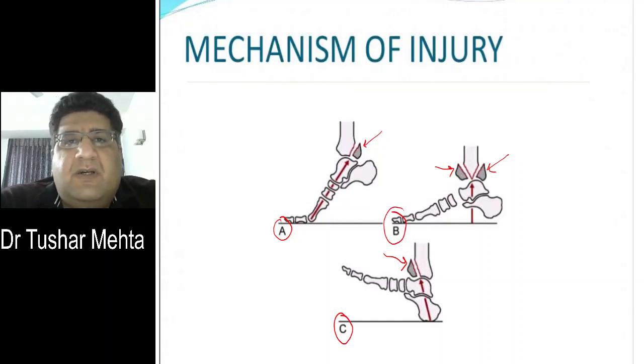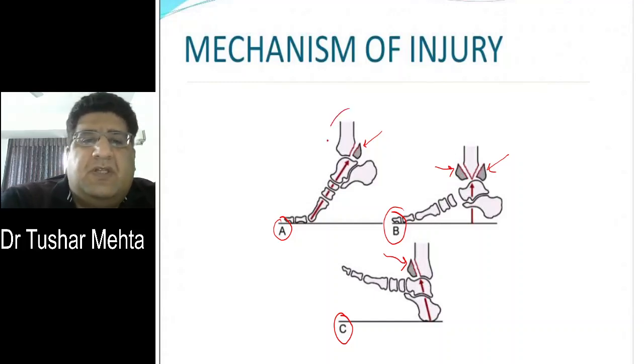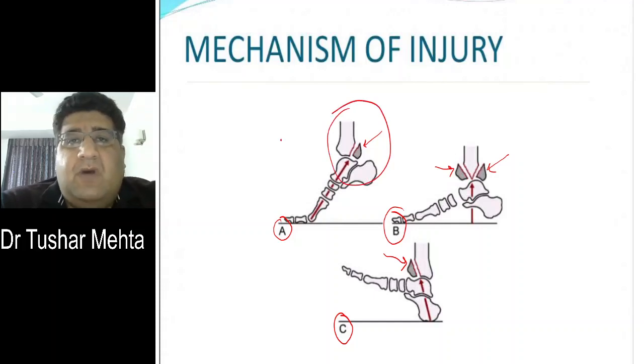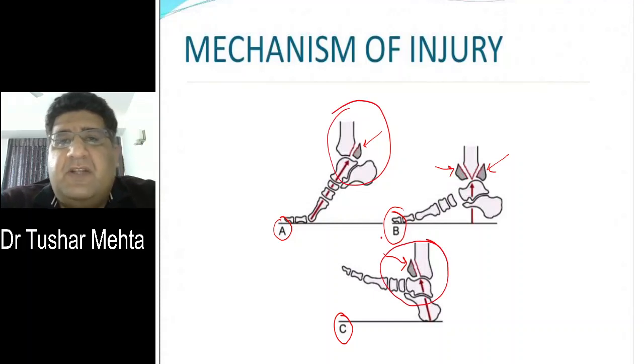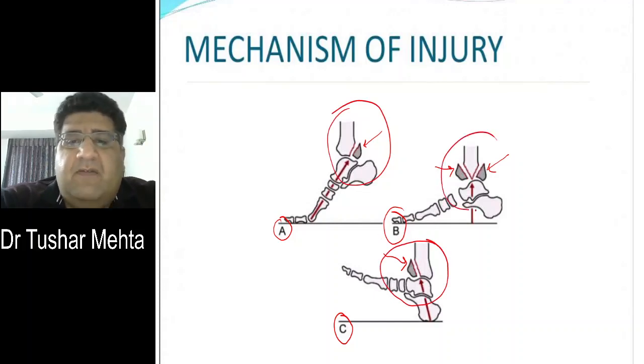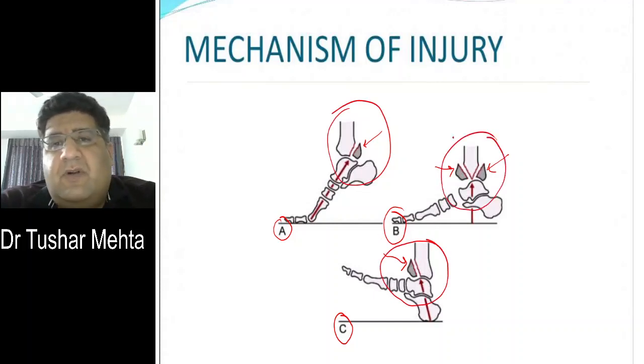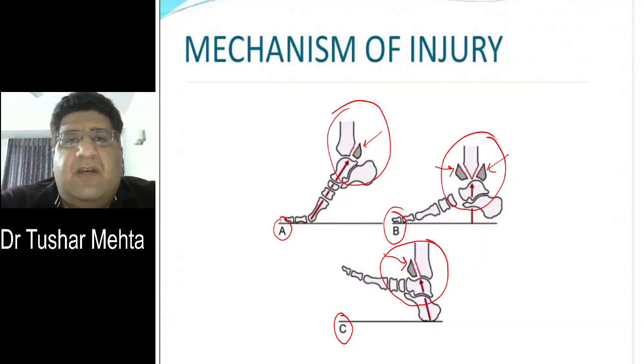So if there is an axial loading with the foot in plantar flexion, you will have a posterior malleolus fracture, as you can see here. If you have an axial loading with the foot in dorsiflexion, you can have an anterior fragment fracture here. And if you have axial loading with the foot in the plantigrade position, then you can have both the fragments. I'm sure you all can appreciate, but all will result in Pylon's fracture.